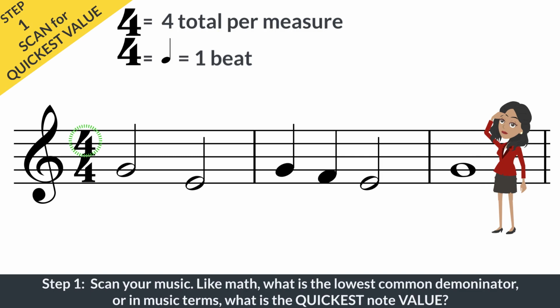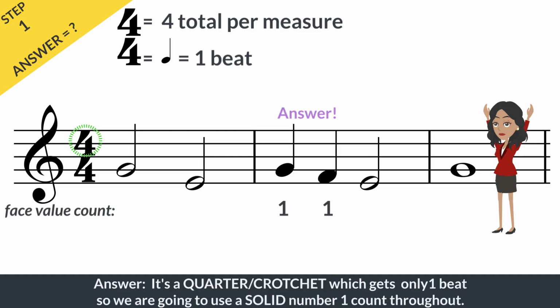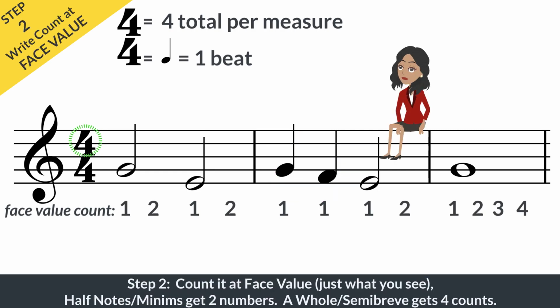Scan your music. Like math, what is the lowest common denominator? Or, in music terms, what is the quickest note value? Answer, it's a quarter note, crotchet, which gets 1 beat. So we are going to use a solid number 1 count throughout. Count it at face value, just what you see. Half notes, minims, get 2 numbers, whole notes, semibreves, get 4 counts.